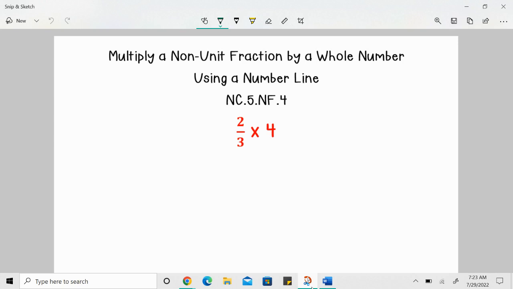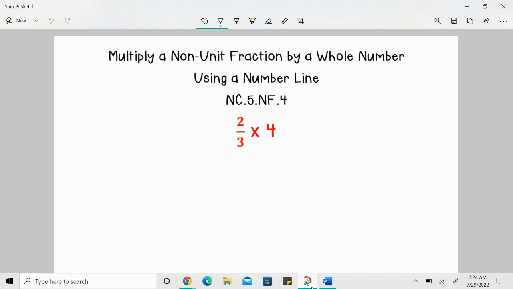Before beginning to solve, let's think about a reasonable solution so that when we have our answer, we can make sure that it makes sense. Here we see that we have 2/3 times 4. This means that we are going to have 2/3 4 times, or 4 groups of 2/3. I know that 2/3 is close to 1 whole, and if this was 1 times 4, our product would be 4. So I could reason that the answer will be close to 4, but less than 4.